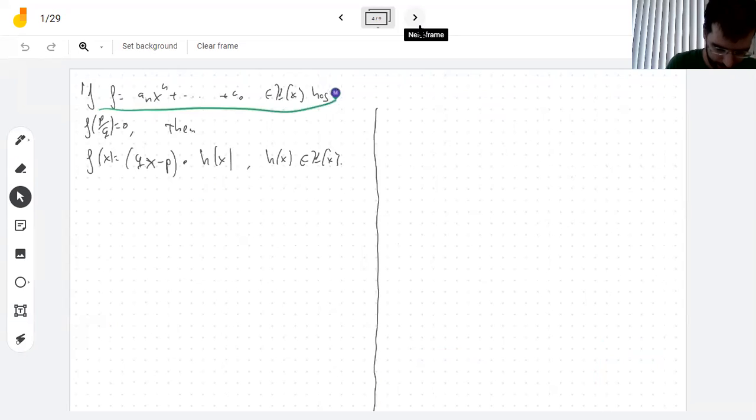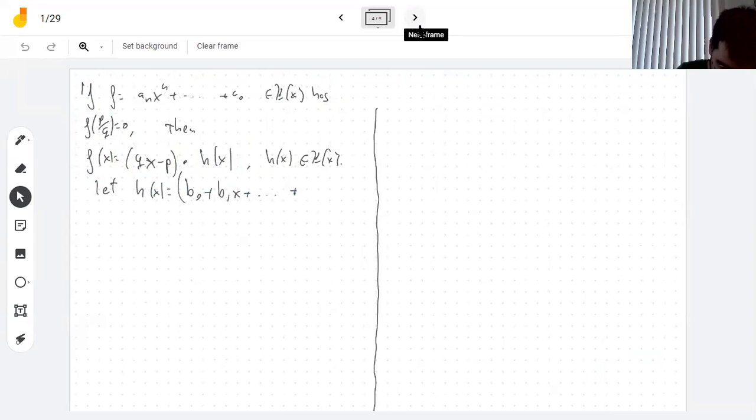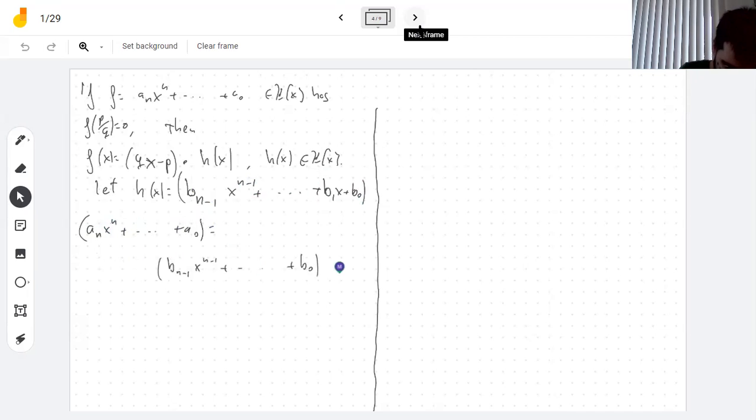If I have a polynomial with integer coefficients and a root, then I can factor it into qx minus p and another polynomial. So what I'm going to do is write this out. H is going to be b0 plus b1x and so on. Since the factor has degree 1, H is going to have one less degree. So I can write the multiplication out.